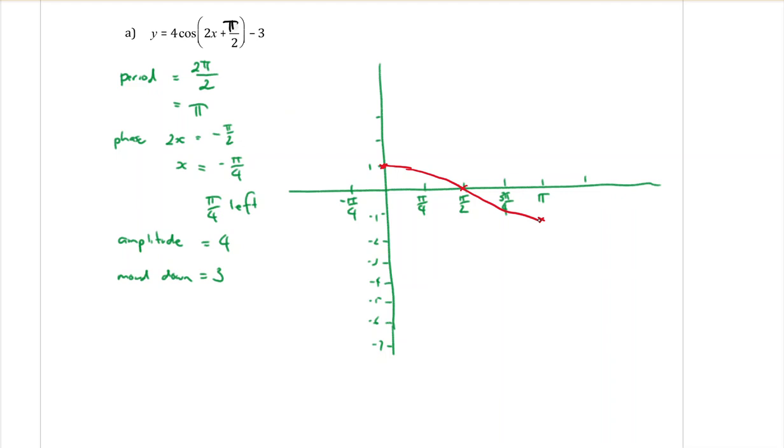So let's have a think. If I am going to move this graph pi over 4 to the left, I am then going to times it by 4 for the amplitude. Okay, so let's do this. I'm going to change colour. Yellow. So I'm here at 1. I'm going to move 1 pi over 4 to the left. I am then going to times that by 4. So 4, 1, 2, 3. I'll be there at 4. And then I want to subtract 3 because the whole graph has been moved down 3. And I end up here.